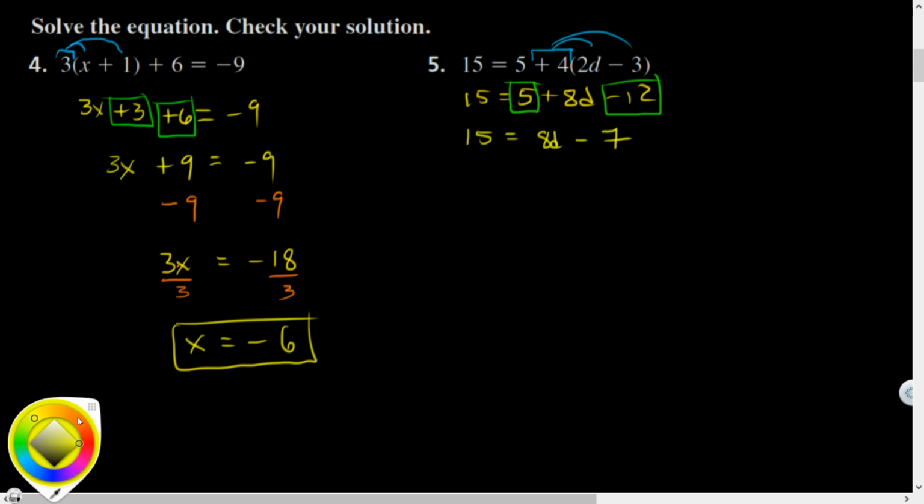So let's see. What's my next move? How do I get d more by itself? Well, no, that 8 is being multiplied. Yeah, the 7. And to undo subtracting 7, add 7.